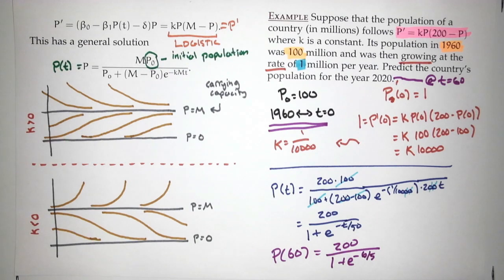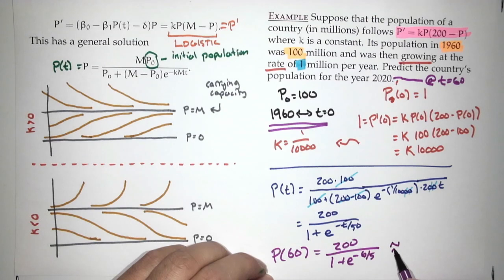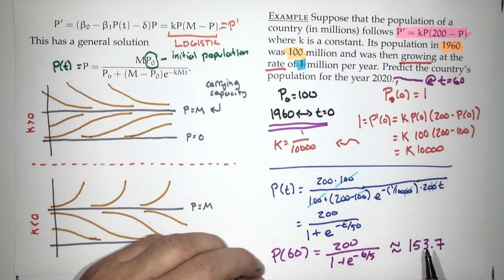And there we go. Now, if we wanted a decimal answer, this would be a great time to pull out our calculators. I think, if I recall, this is about 153.7, maybe? Yeah. Is that right?